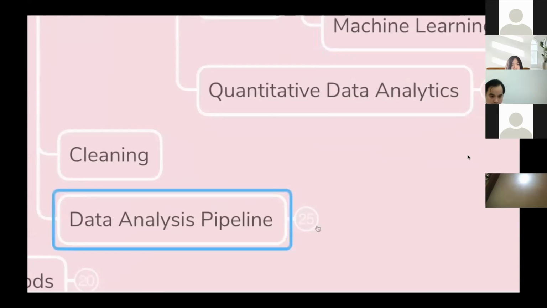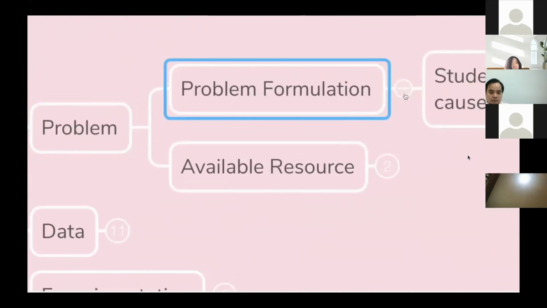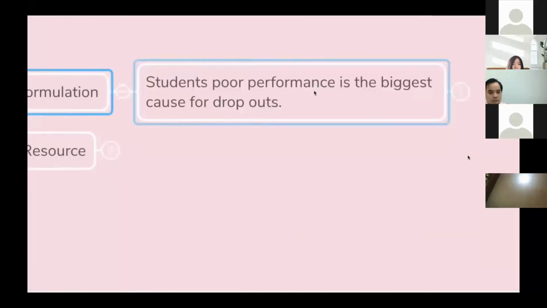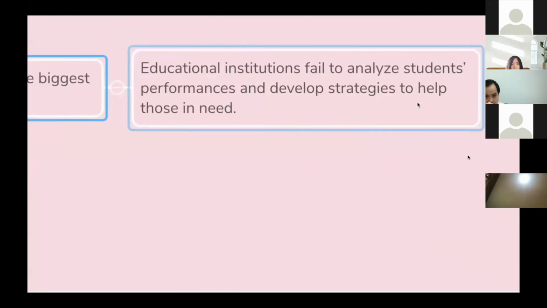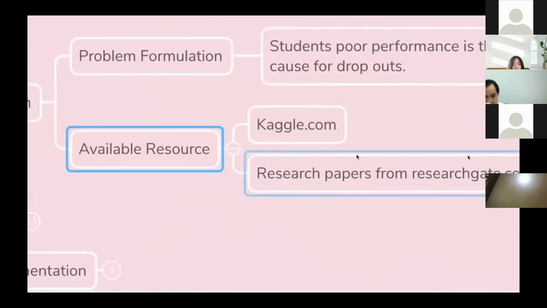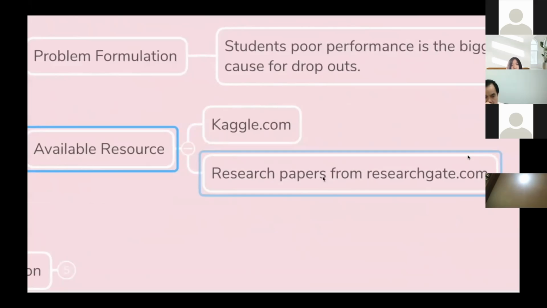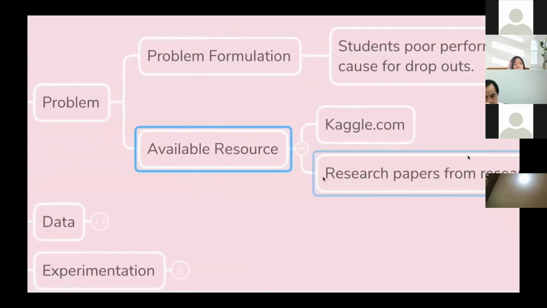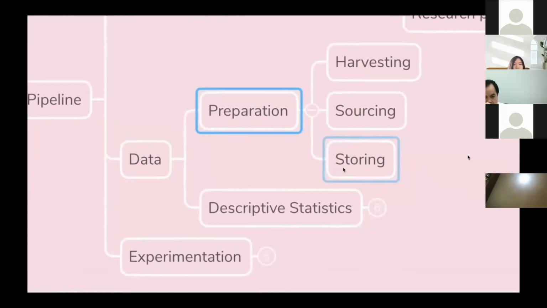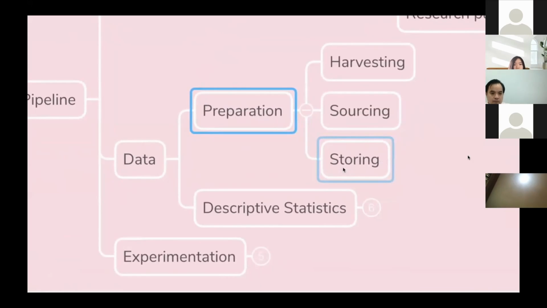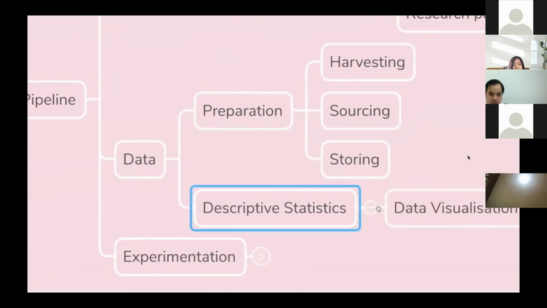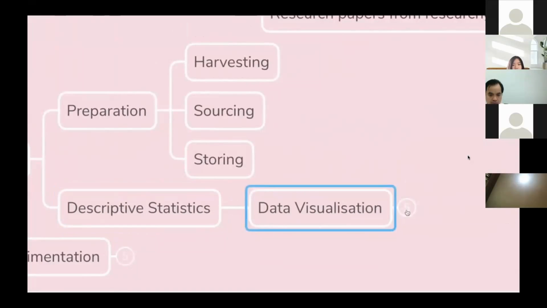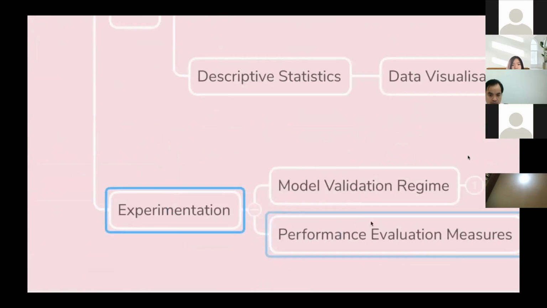For the data analysis pipelines, the problem formulation here is that students' poor performance is the biggest cause for dropout, and education institutions fail to analyze students' performances and develop appropriate strategies to help students. Available resources are from kaggle.com and also some research papers from researchgate.com. In the data preparation process, I'll be finding the data, sourcing and also storing the data. For descriptive statistics, I'll be using data visualization using scatterplot and histogram.